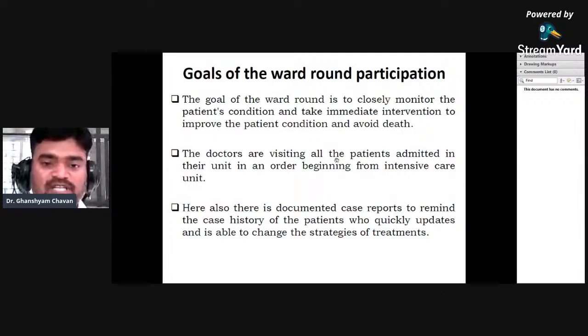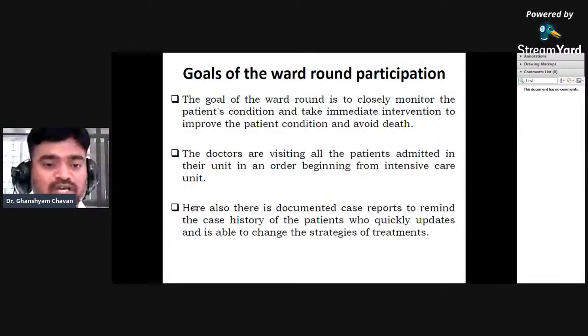The doctors are visiting all the patients admitted in their unit in an order beginning from the intensive care unit to the general care. So the doctors and the pharmacists start their ward visit from the ICU, the intensive care unit, and after that they will go to the general ward, so that they will get the information on the conditions, how the patients are living, and how they are showing their response to the treatment or not.